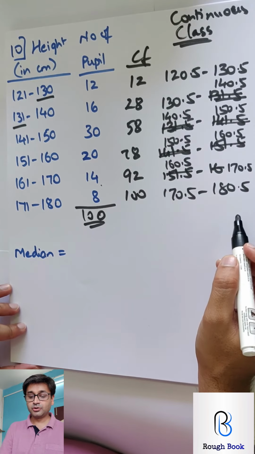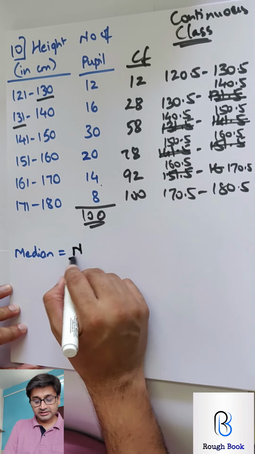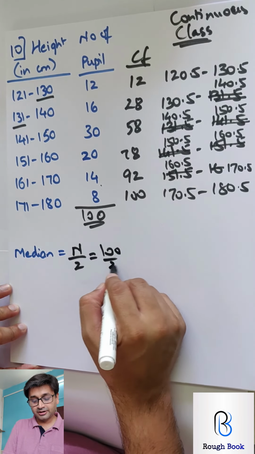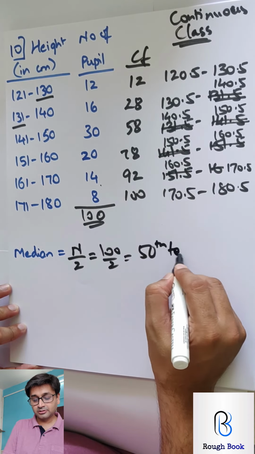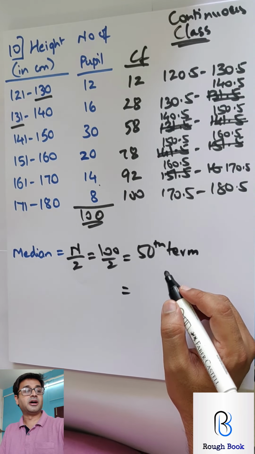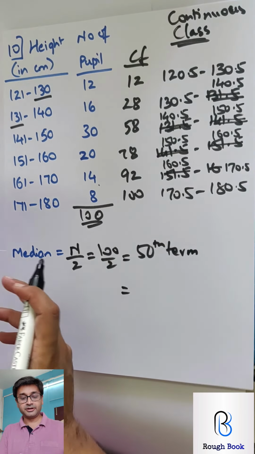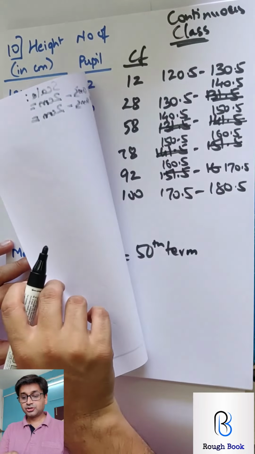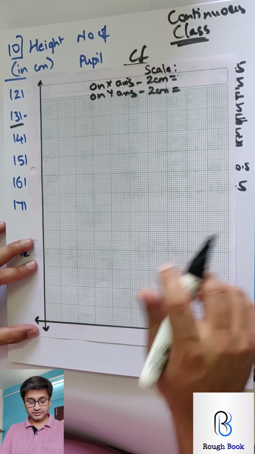Let's come back. So we got the continuous class. Median, let's calculate first only n by 2. So 100 by 2, 50th term. So whatever the 50th term I get on the ogive is going to be my answer. Let's begin with the graph, everybody. Let's plot. So you're going to begin from 120 onwards.